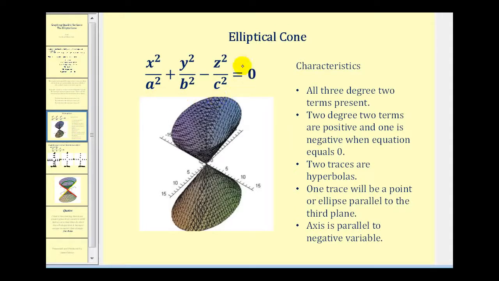Here's the form the equation will take when the graph will be an elliptical cone. Notice it's equal to 0 instead of equal to 1, and all three degree 2 terms are present. However, two of the degree 2 terms are positive, and one of them is negative. Two of the traces will be hyperbolas, and one trace will be a point or an ellipse parallel to the third plane. And the axis will be parallel to the negative variable. Let's go and take a look at an example.